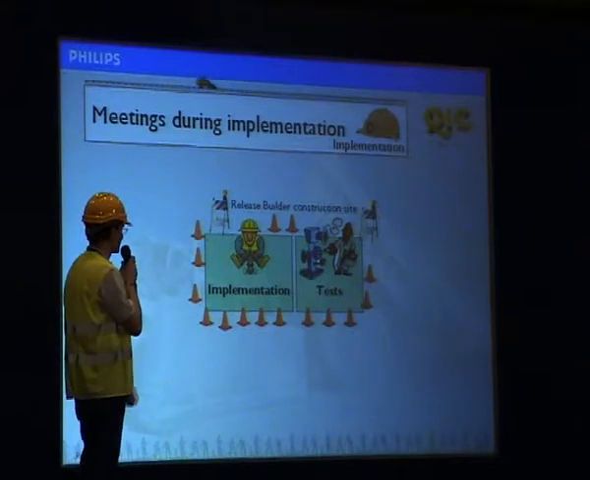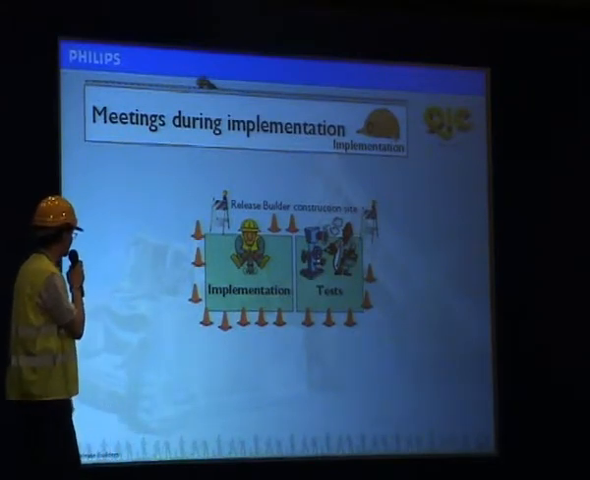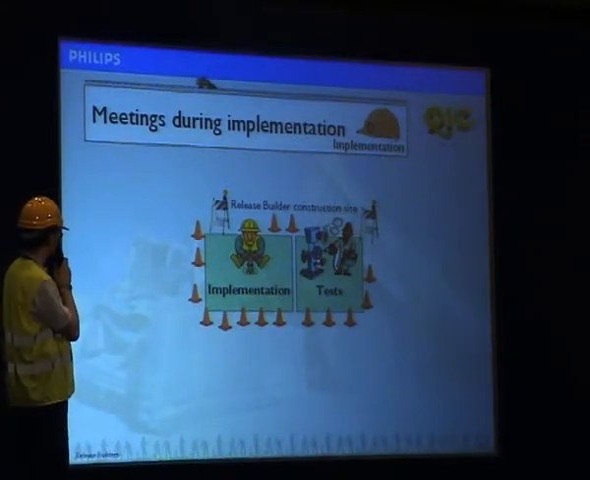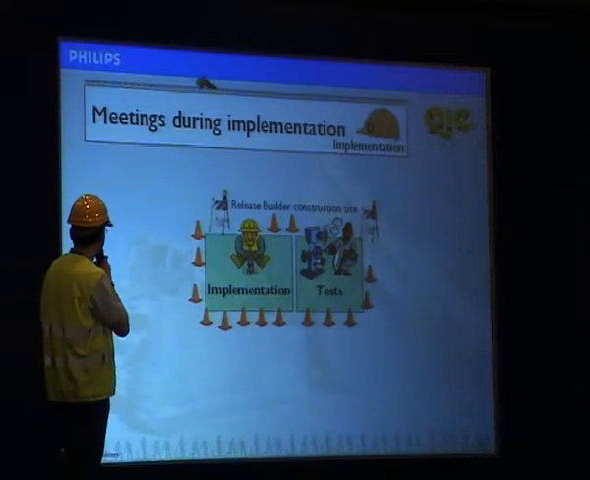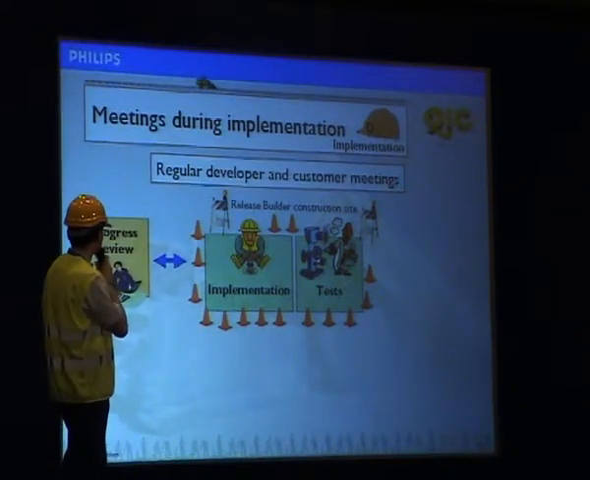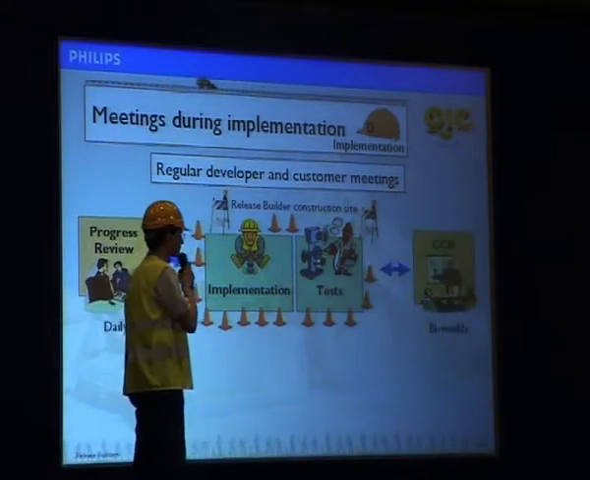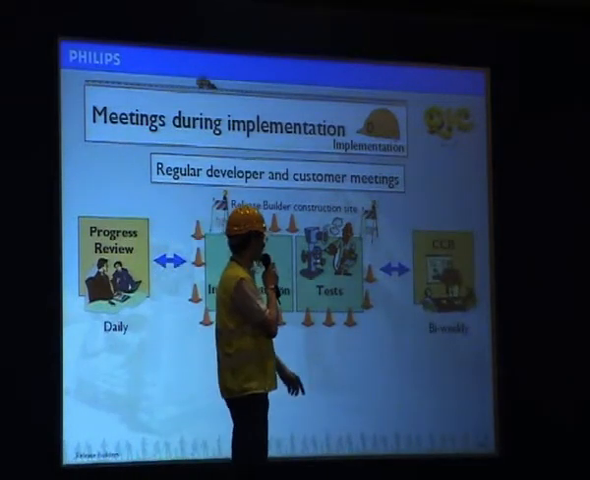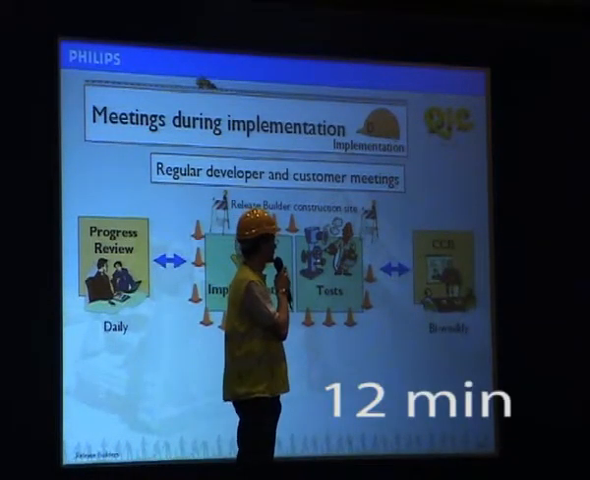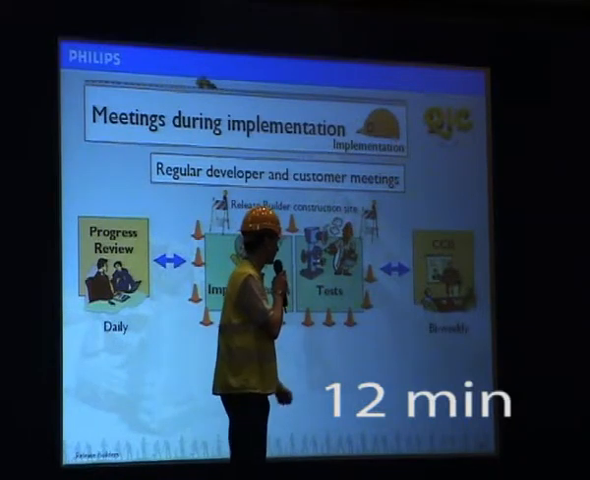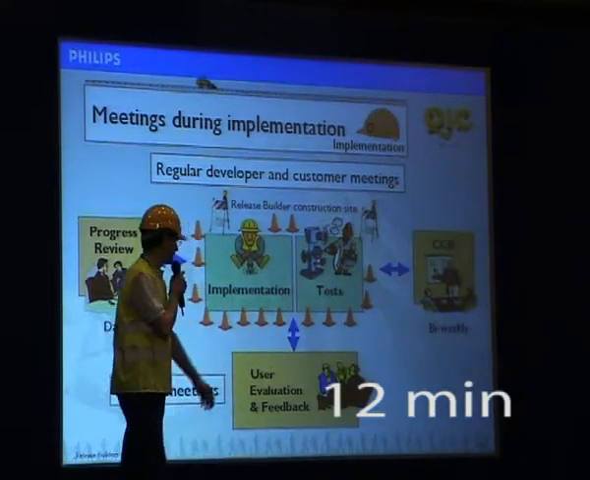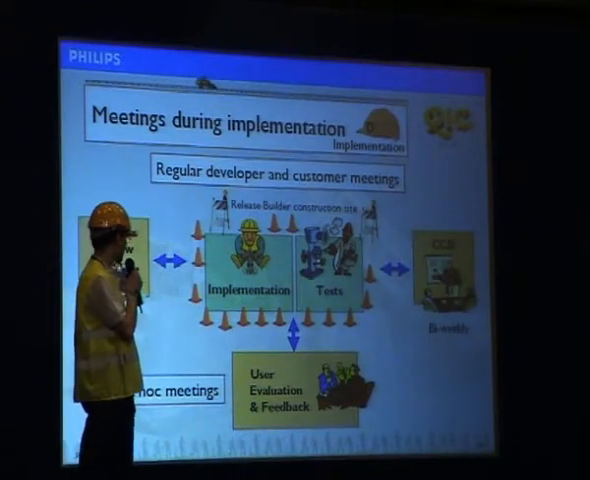During the implementation, we had a daily meeting on the implementation phase. We called that one daily progress review, and then on a bi-weekly time frame, we had this customer interface, which we called change control board. And there were also on-the-spot meetings wherever they were needed.